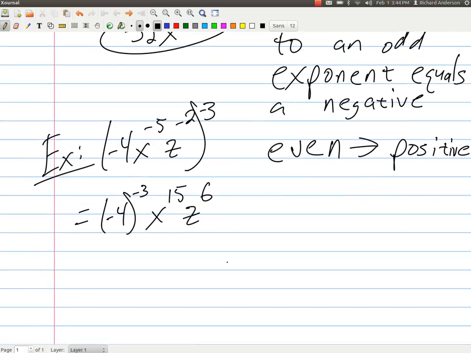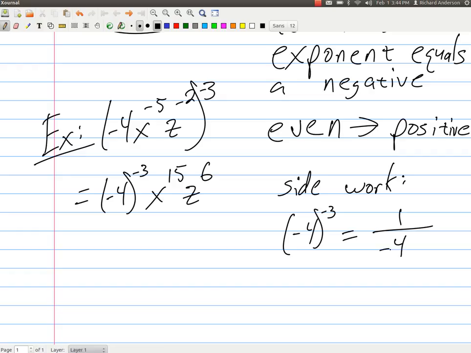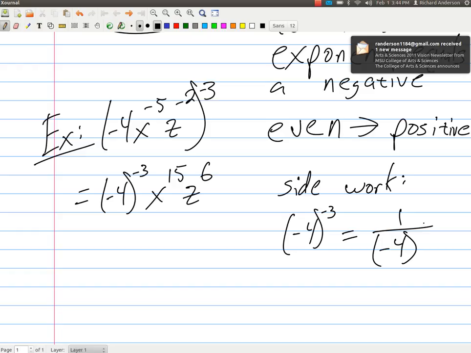Okay, the negative 4 raised to the negative 3 is the last part that I have to break down. And I'm just going to do a little side work here to show you how we deal with that part of it. Negative 4 raised to the negative third power, if we remember, when you have a negative exponent, you basically just put the entire part, the negative 4 in this case, in the bottom underneath the 1, and keep its exponent, making that exponent now a positive 3.